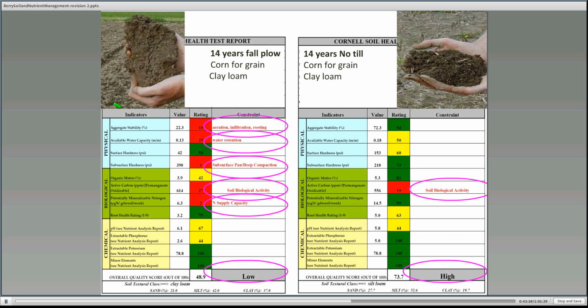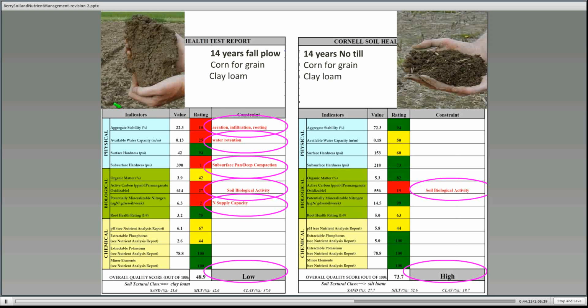So here's an example of 2 soil health tests. This is what they look like. We can learn the effects of long-term moldboard plowing. That's what we're looking at here: 14 years of fall plowing. This is a corn for grain study on a clay loam soil.